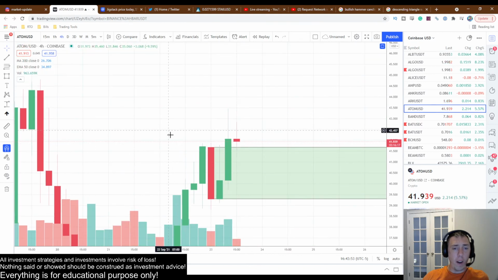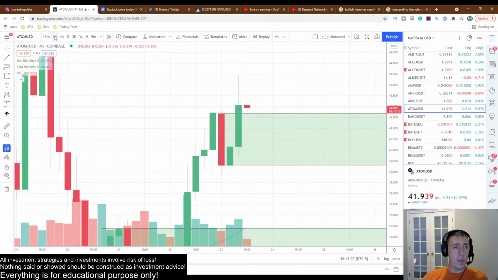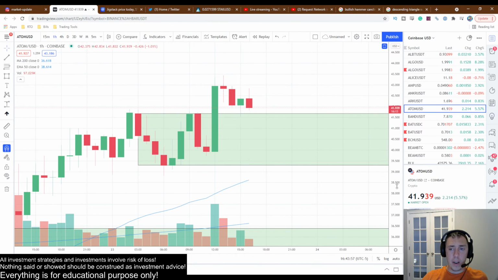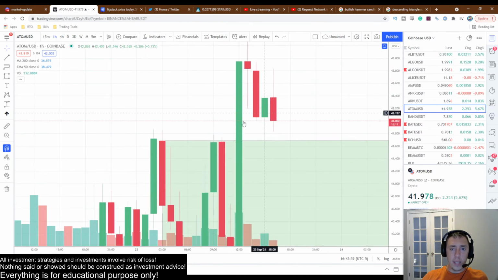Now over here, same thing. We created a breaker, so a 4-hour breaker's been formed. Go to the low time frame. You can see we come down in here. Nice little tap. Continue the upside.